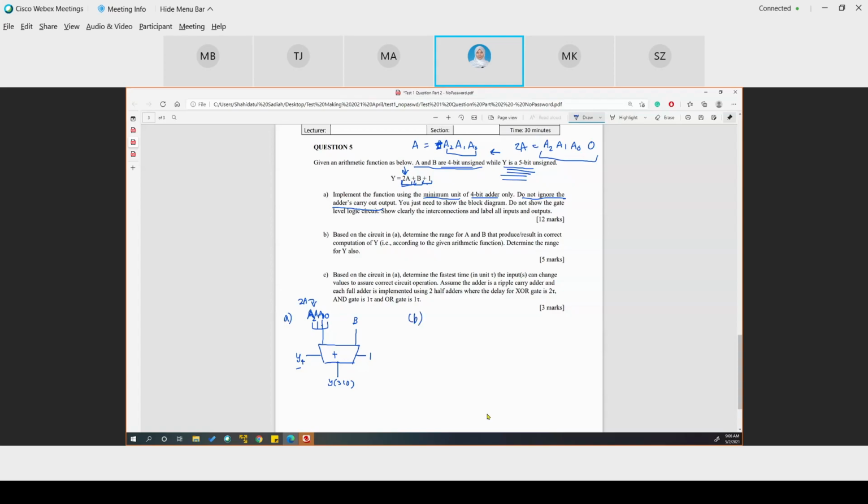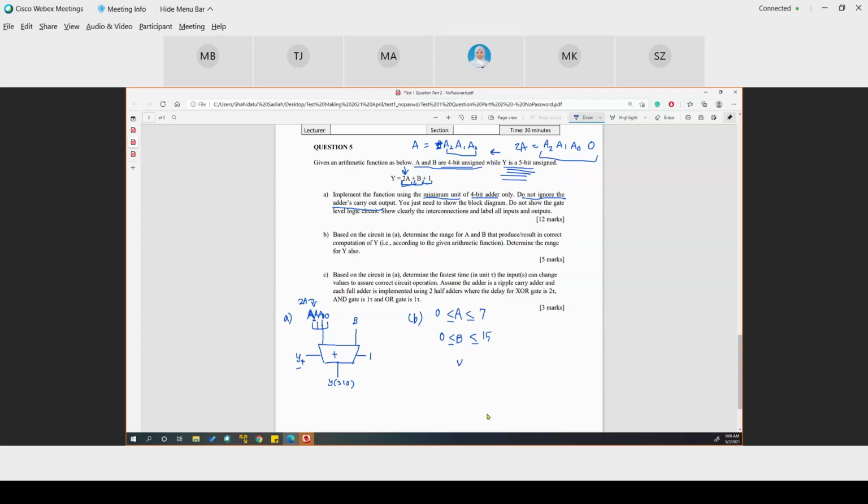For part B, we want to find the range. Based on the circuit in A, determine the range for A and B that produce correct computation of Y according to the given arithmetic, and then determine the range for Y also. All right, so the range of A is 0 to 7, because the A bits left are A2, A1, and A0. So that's 3 bits, so the range of A is 0 to 7. The range of B is easy, 0 to 15.